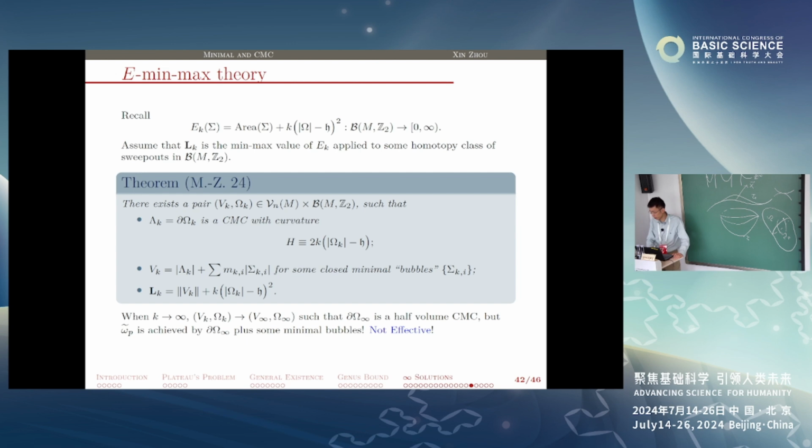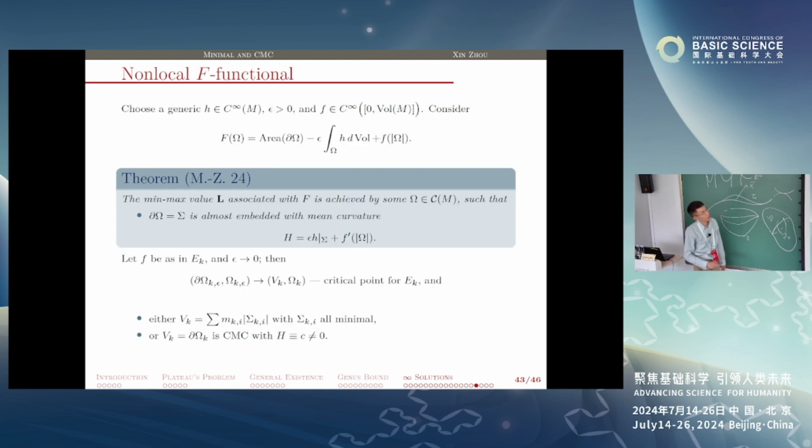Fortunately, we were able to do another perturbation. This is much fancier than before. I added some Lagrange multiplier term together with this penalization term. Even for this complicated functional, we are still able to show the existence of critical points. So the mean curvature is given by this function together with these derivative terms. This time, we were able to show that there are no minimal bubbles.